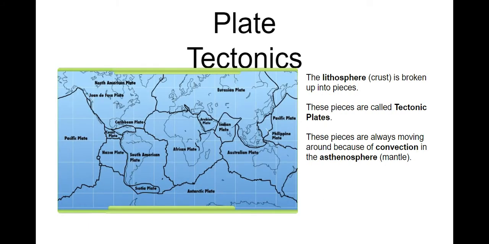So today we're going to talk about plate tectonics. Plate tectonics is the idea that the lithosphere, or the crust, is broken up into several different pieces called tectonic plates. So this map shows all the different tectonic plates, like the big ones. Those pieces of the lithosphere are always moving around because underneath them is all of this convection.